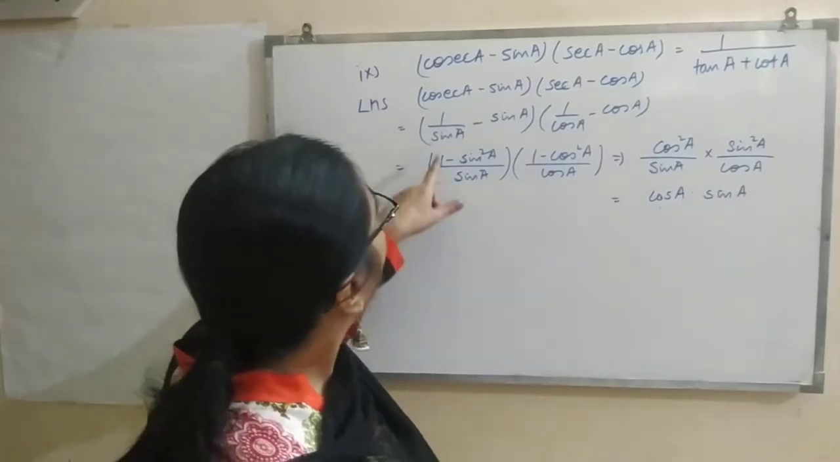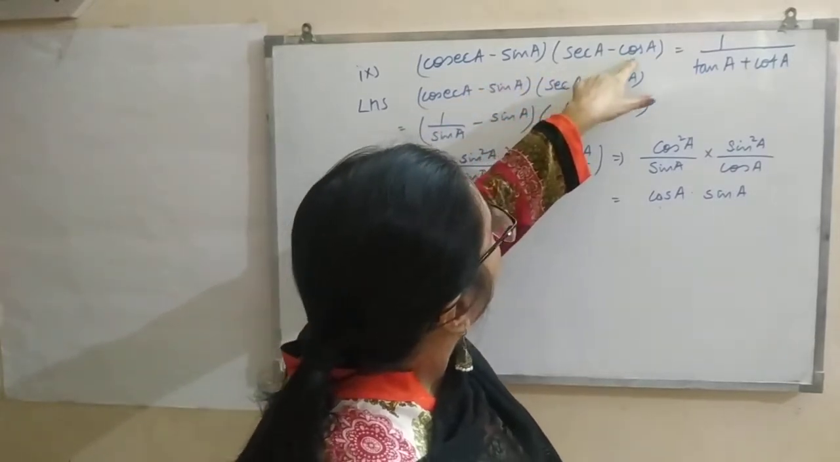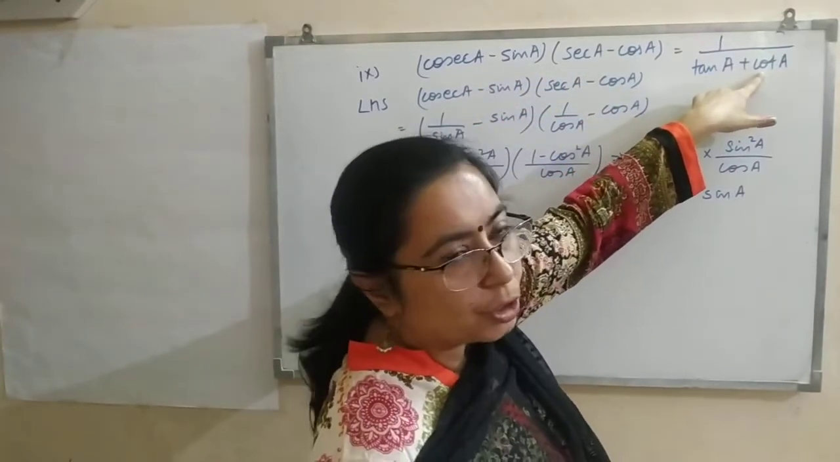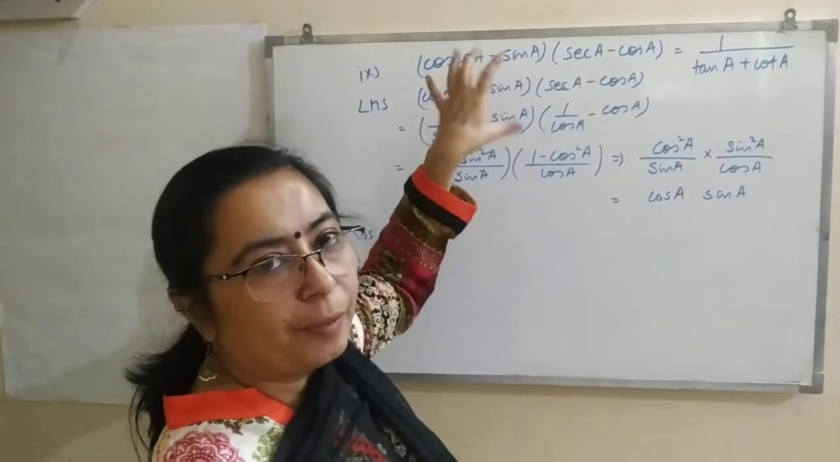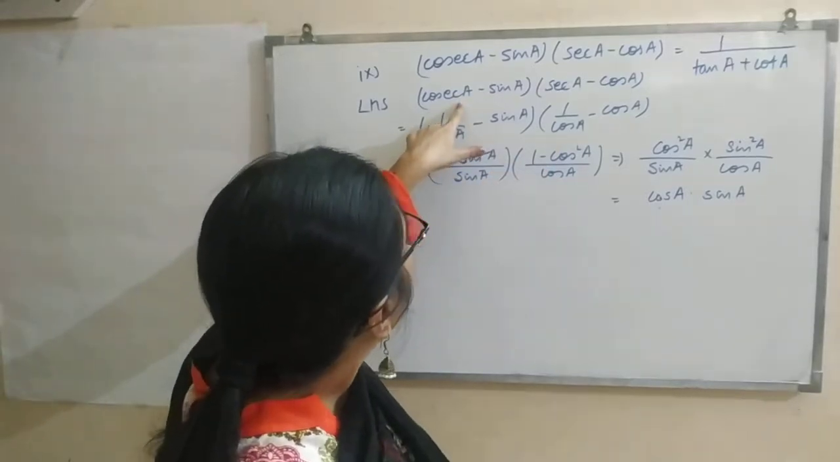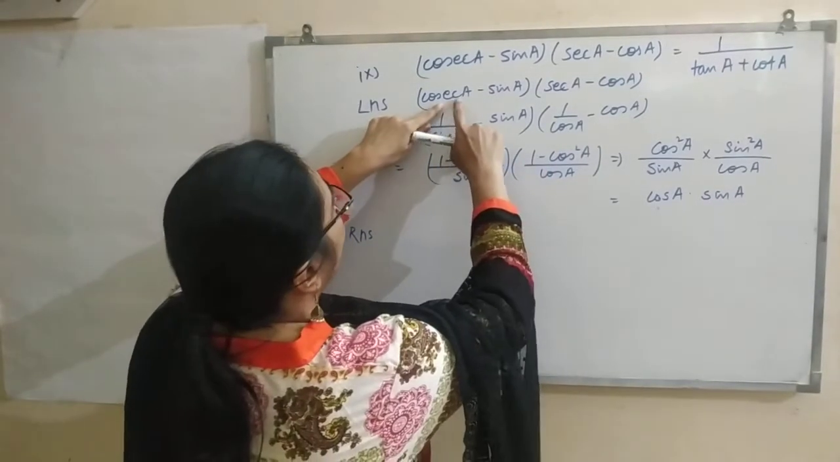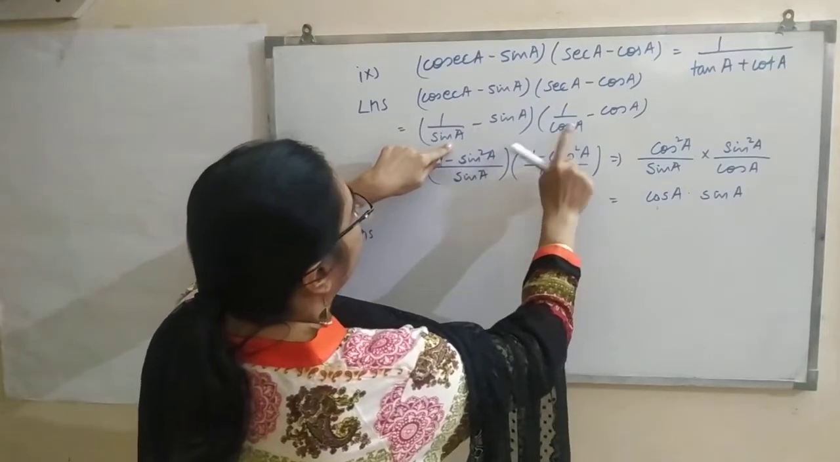Now ninth part: (cosecant A minus sin A) into (secant A minus cos A) is equal to 1 by (tan A plus cot A). In this part again we will move separately from the left hand side and from the right hand side. So from the left hand side, when we start, again I am changing cosecant A into 1 by sin A and secant A into 1 by cos A, taking the reciprocal.